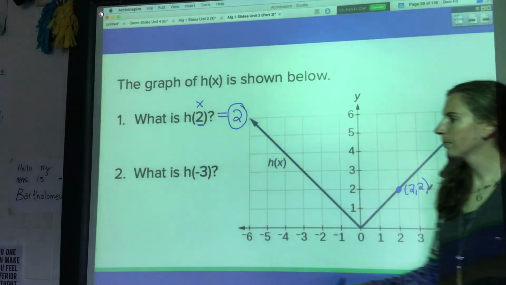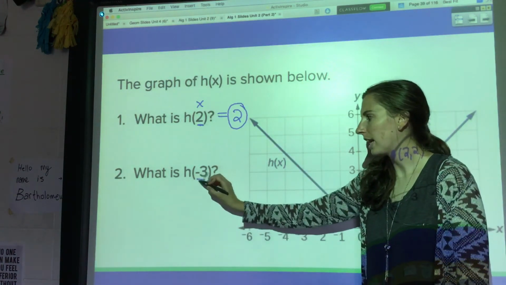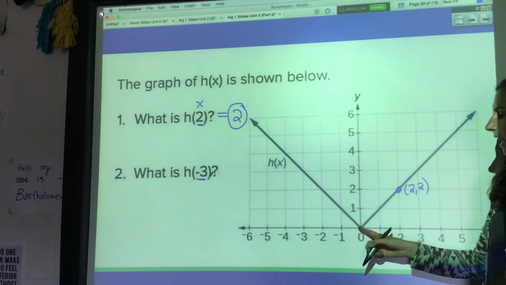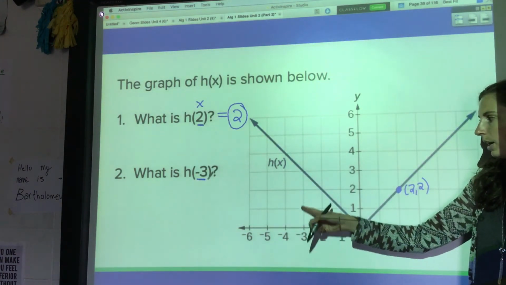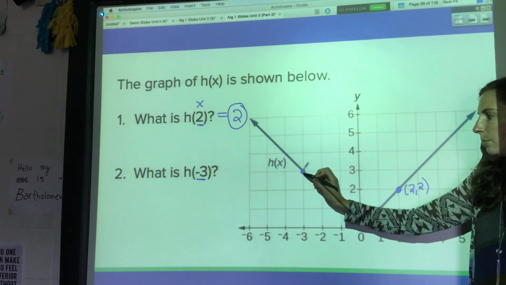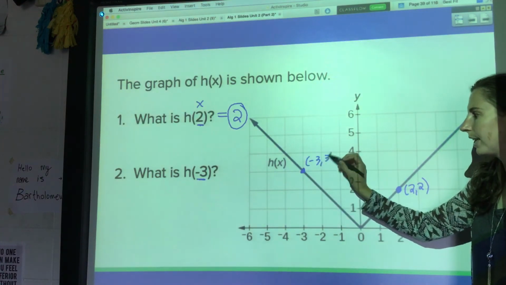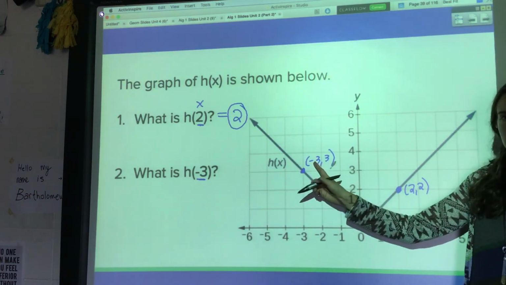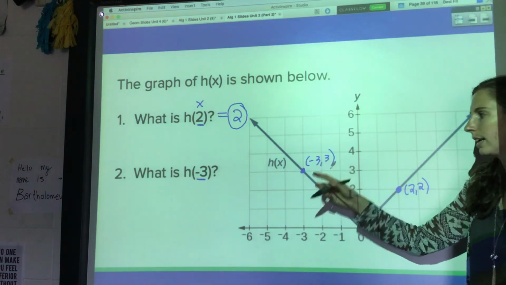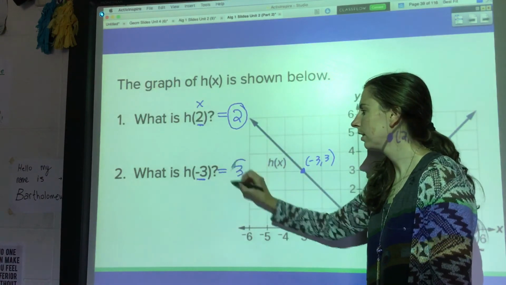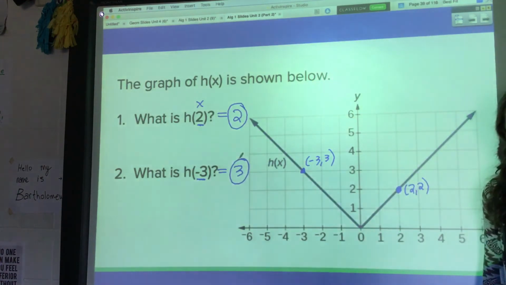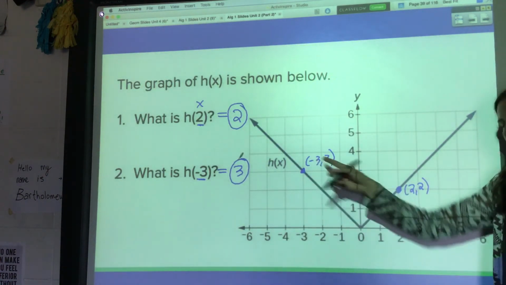Let's try another one. This one has an input of -3. So I'll go to where x is -3 and see where y is. In this case, it's at +3. This is the point (-3, 3). So when the input is -3, the output is 3. So graphs are actually pretty handy. You don't even have to do any work. You just got to go look for it.